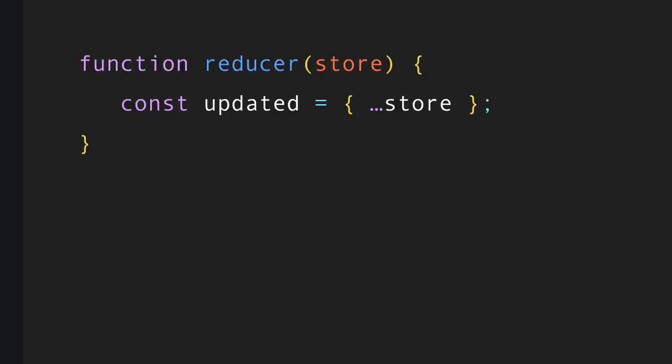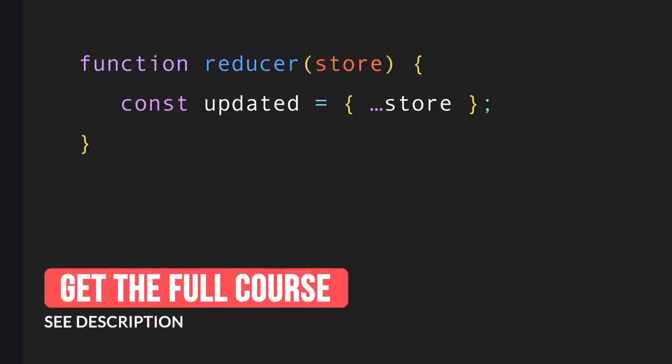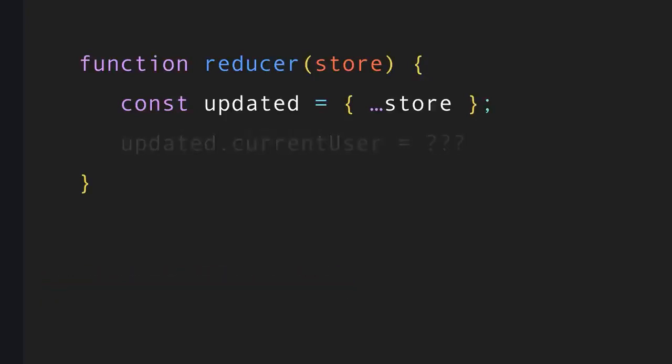Now, this function is called a reducer. I know, the name is a bit weird and a lot of people have complained about it, but let's not worry about it for now. All that matters is that a reducer is a function that takes the current instance of the store and returns the updated store. Now, here's a question. How does the reducer know what properties in the store it should update? Should it update the shopping cart, or the current user, or the list of products?